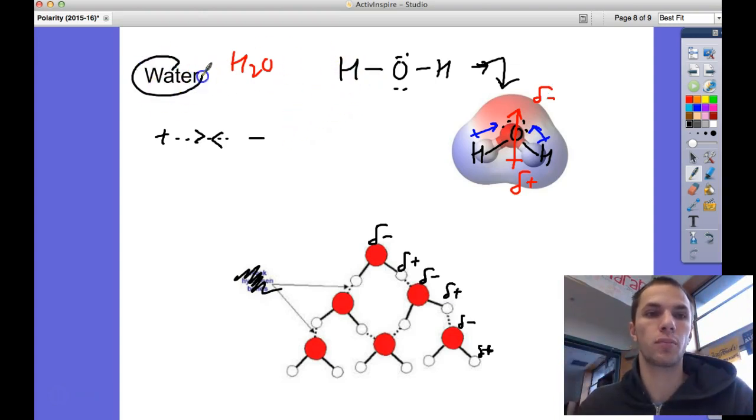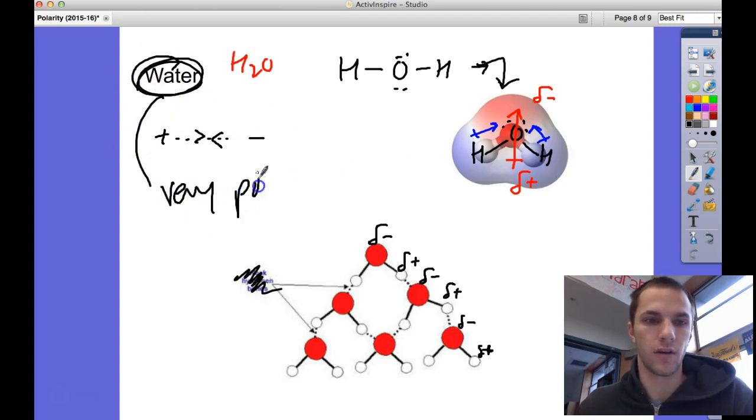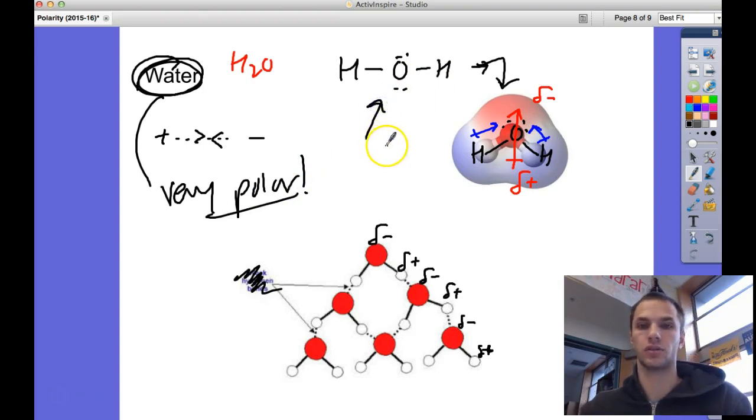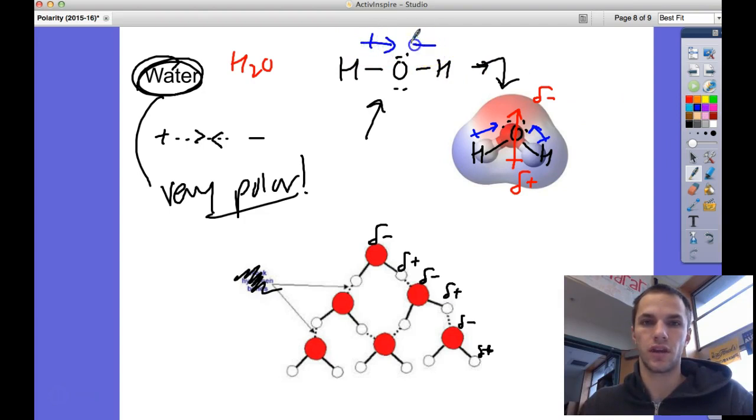And this is super important in water, which is very, very polar, which you might not predict based on this Lewis structure. A very common misconception. Student draws this Lewis structure, thinks these cancel out, but they don't, because that's not the shape. The shape is actually bent. So watch out for that.